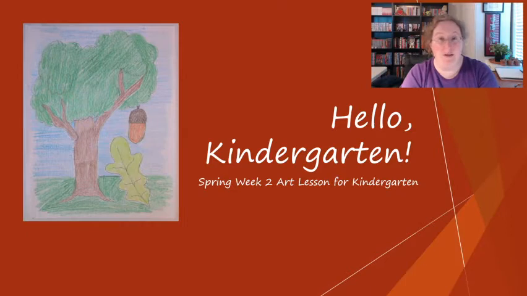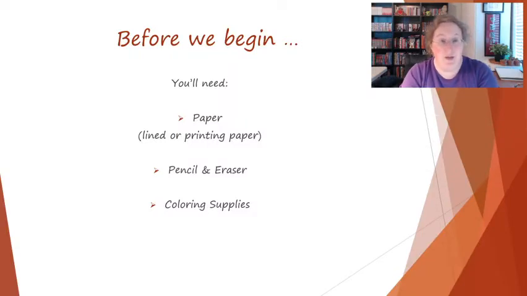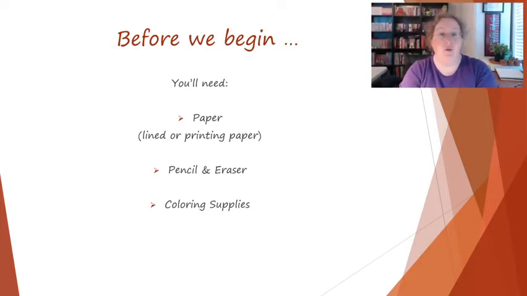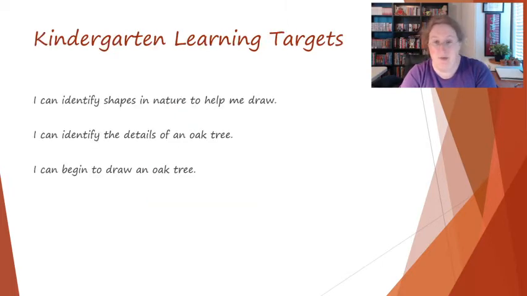Last week we did something on just making a tree. This week we are going to be looking at an oak tree. So before we begin, you need to make sure that you have paper like your sketchbook or some kind of paper that you can draw on, a pencil and eraser, and some coloring supplies. Your learning targets for today: I can identify shapes in nature to help me draw. I can identify the details of an oak tree, and I can begin to draw an oak tree.